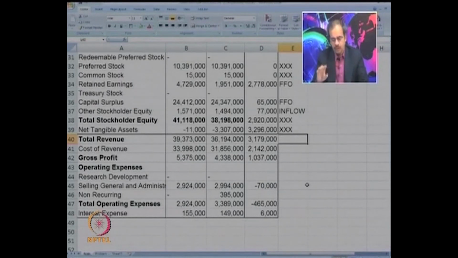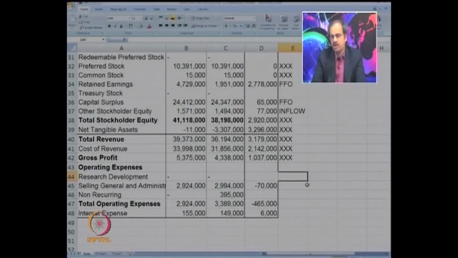It is neither inflow nor outflow, because we are going to separately consider the profits. So we will not consider revenues. Next is cost of revenue. Again not to be considered. Gross profit. Again we have to ignore gross profit.